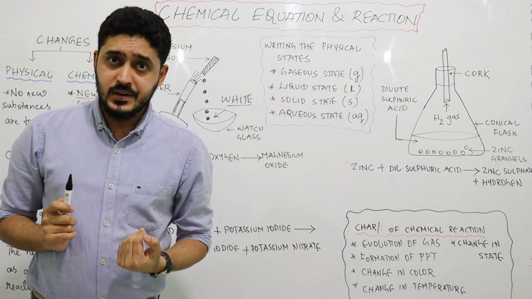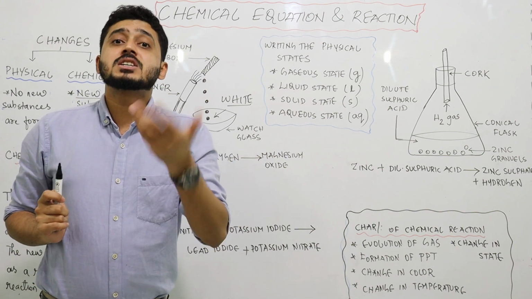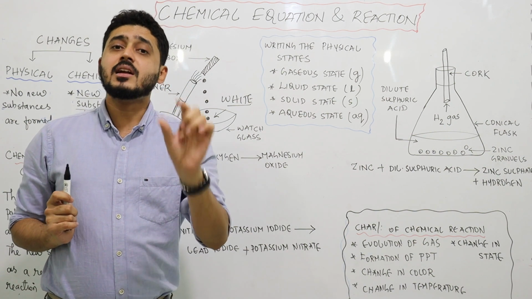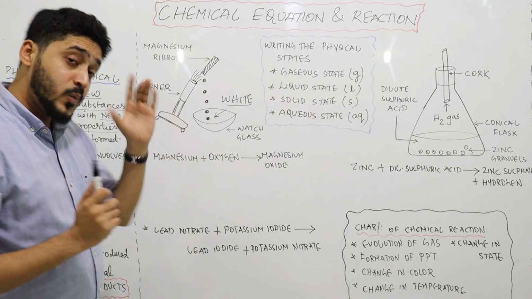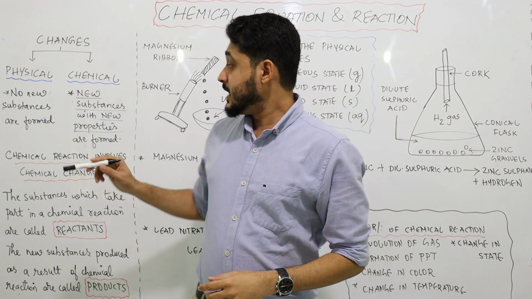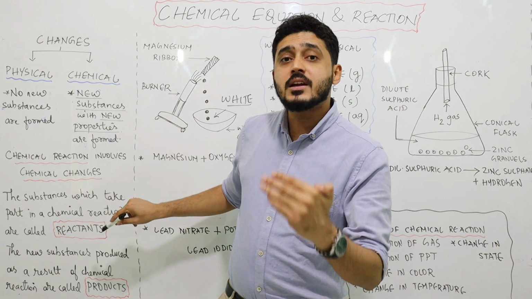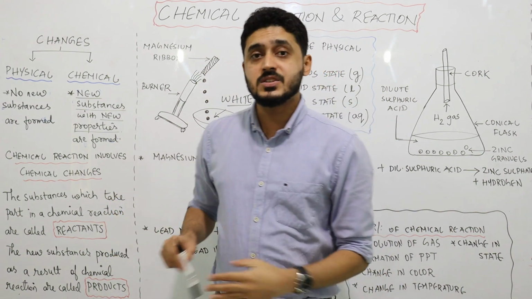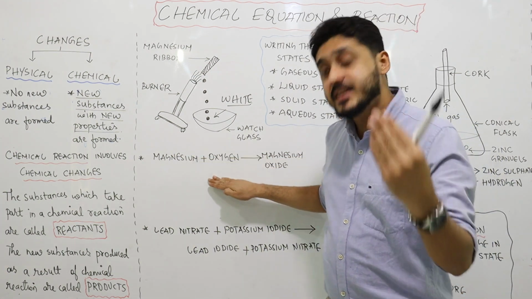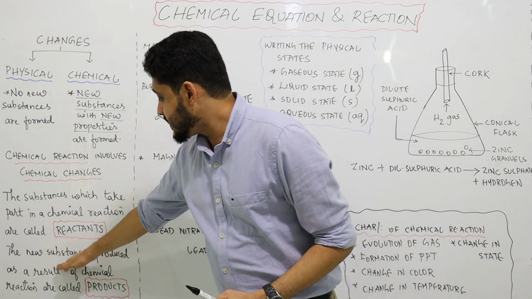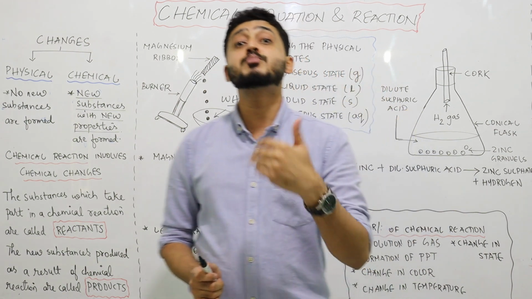Whenever you have a reaction, it is important to show how that reaction occurs. For that, writing a chemical equation is very important. The substances which take part in a chemical reaction are known as reactants. In this case, magnesium and oxygen are reactants. The new substances produced as the result of a chemical reaction are called products.